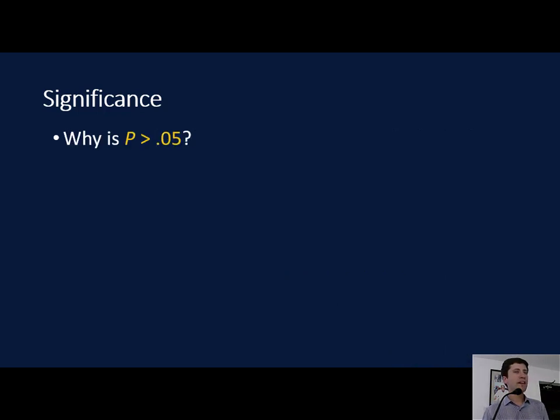So why is it that p is greater than 0.05? You did your study, you put a lot of effort into it, you get the results back from the statistician, and it's a big letdown. P is greater than 0.05. What happened?